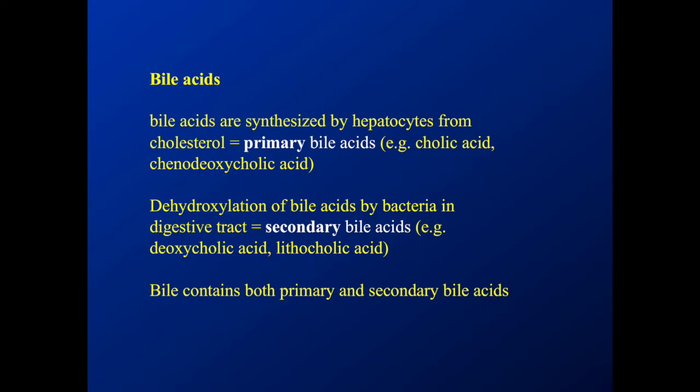And the bile acids are synthesized by hepatocytes from cholesterol, like I mentioned. You have primary bile acids like cholic acid and chenodeoxycholic acid, and these are formed in the liver and secreted. Then as the bile acids pass through the lumen of the GI tract, they're affected by bacteria and dehydroxylated, and this creates secondary bile acids like deoxycholic acid and lithocholic acid. And bile contains both primary and secondary bile acids.